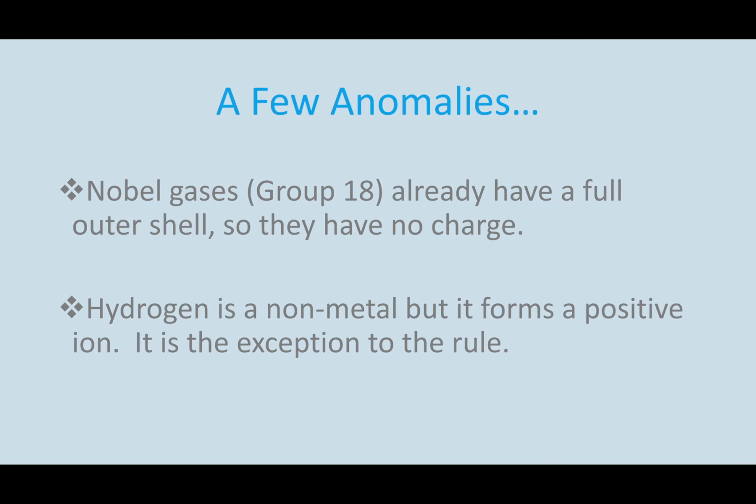Hydrogen is an anomaly because it is a nonmetal, but generally it forms a positive ion. So this means that it gets rid of its one electron to form a positive ion or a cation. So it is the exception to the rule of nonmetals gaining electrons. Hydrogen is more likely to lose electrons.